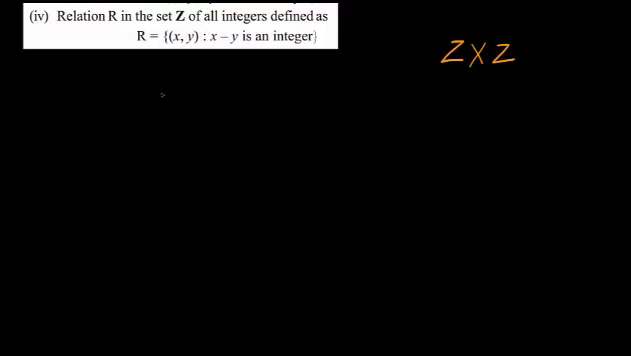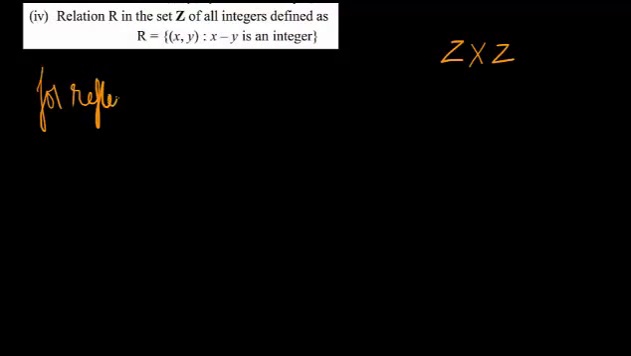If it is, then pick that up. Okay, well, this is reflexive because you take any integer, subtract it from itself, it's going to get you a 0. And 0 is an integer, isn't it? So 1, 1, 2, 2, basically any x, x belongs to R, and hence R is reflexive.